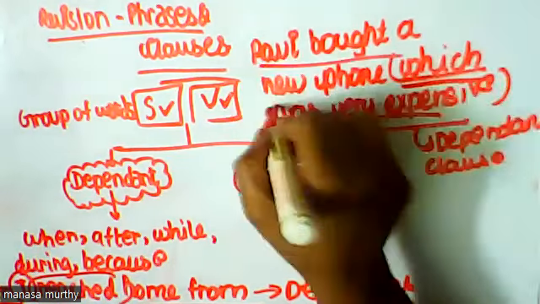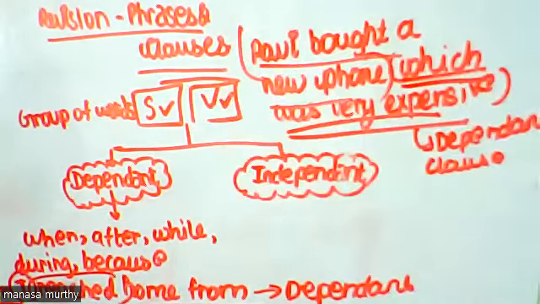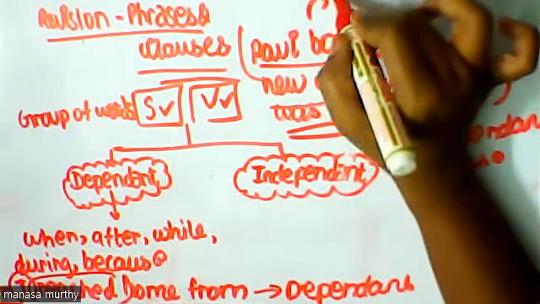Ravi bought a new phone. Ravi is the subject and bought is the verb. It is giving a complete meaning also. So this becomes an independent clause.